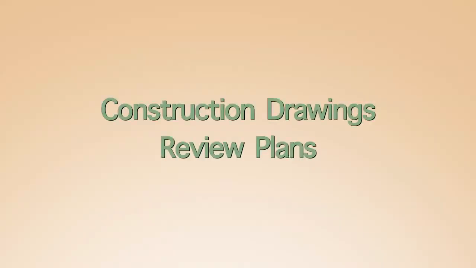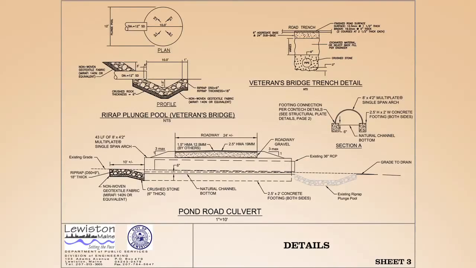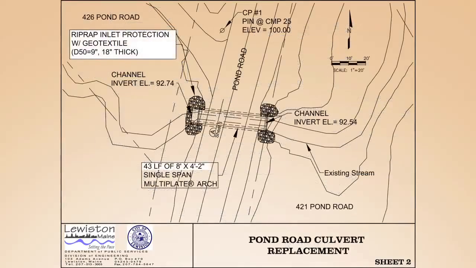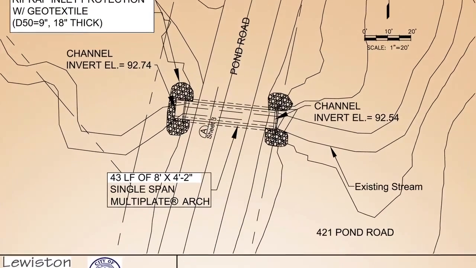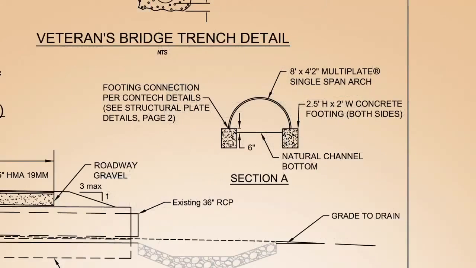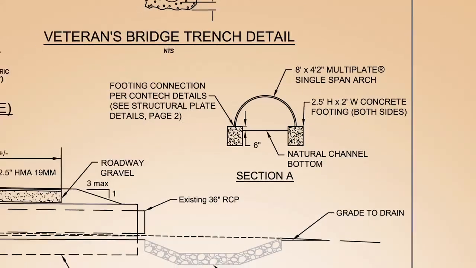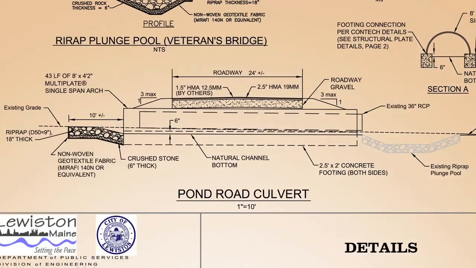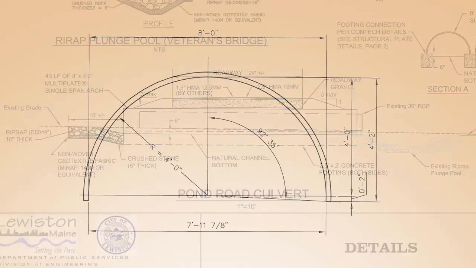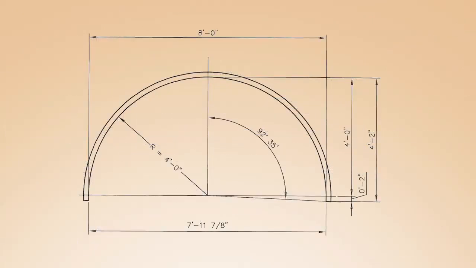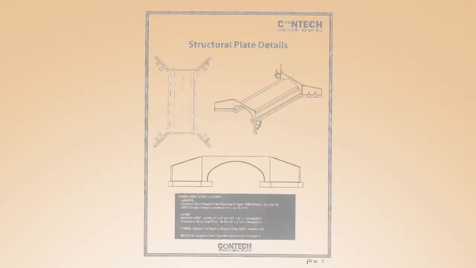Construction drawings, review plans. Before construction starts, a design needs to be completed that shows enough detail so the culvert can be installed properly. For a culvert, the key components are the location of the culvert, the bottom elevations of the footings, and the design channel elevation through the culvert, along with the specific details of the culvert, such as dimensions and other structural requirements.